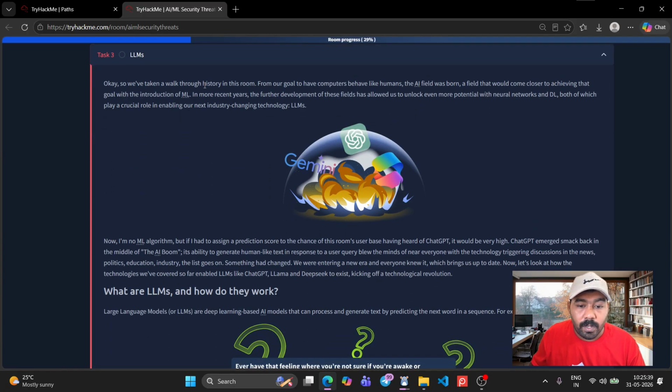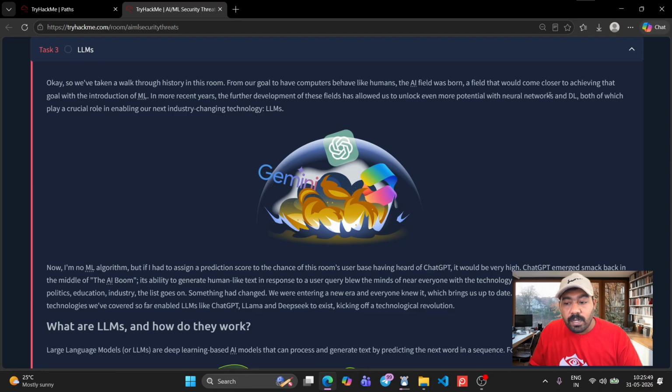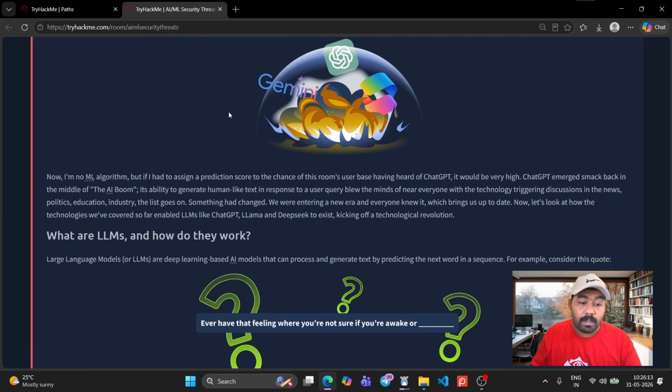Okay, so we have taken a walk through history in this room. From our goal to have computers behave like humans, the AI field was born. A field that would come closer to achieving that goal with the introduction of ML. In more recent years, the further development of this field has allowed us to unlock even more potential with neural network and DL, both of which play a crucial role in enabling the next industry-changing technology. That is what LLM is telling us.